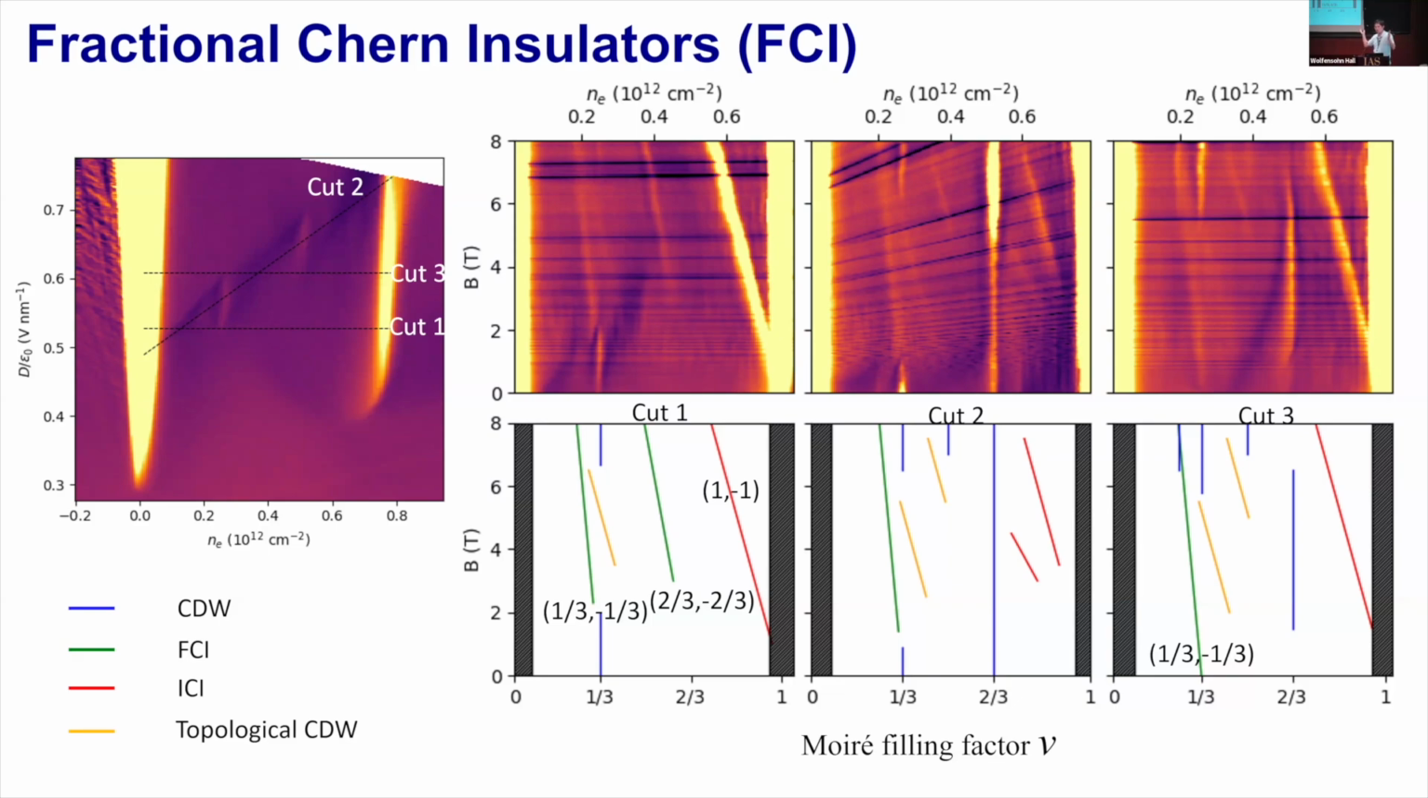How does the Moiré work? On this side, there's strong Moiré potential, and there's CDW. There's CDW to FCI transitions. And this is probably similar to what happens in twisted MoTe2 and the FCI in twisted bilayer graphene. Because in both of those 2 cases, electrons feel strong Moiré potentials, and there is competition between CDW and FCI.